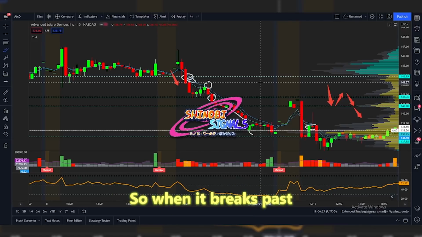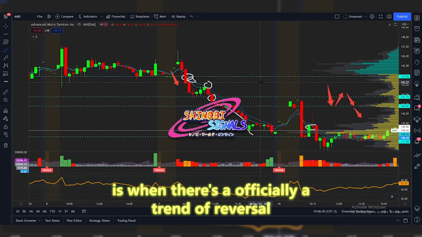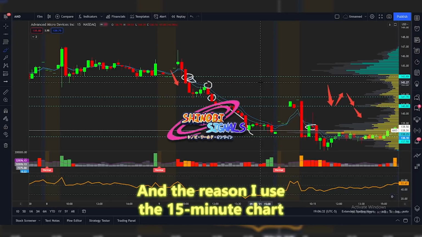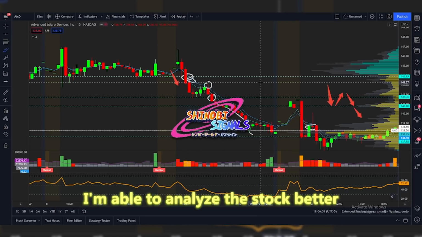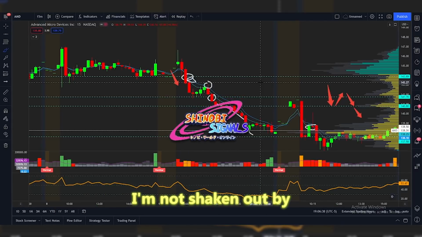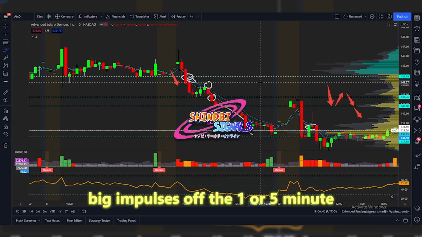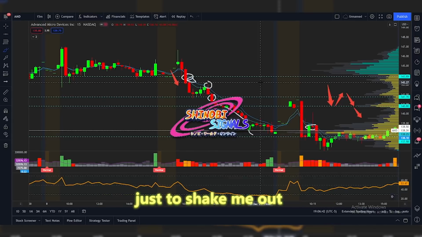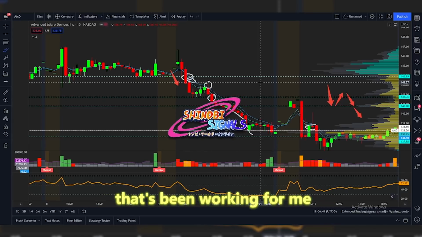So when it breaks past is when there's officially a trend reversal on the 15-minute chart. And the reason I use the 15-minute chart is so I'm able to analyze the stock better. I'm able to see a broader image of what's happening. I'm not shaken out by big impulses off the 1 or 5 minute. And plus, this is my system that's been working for me.